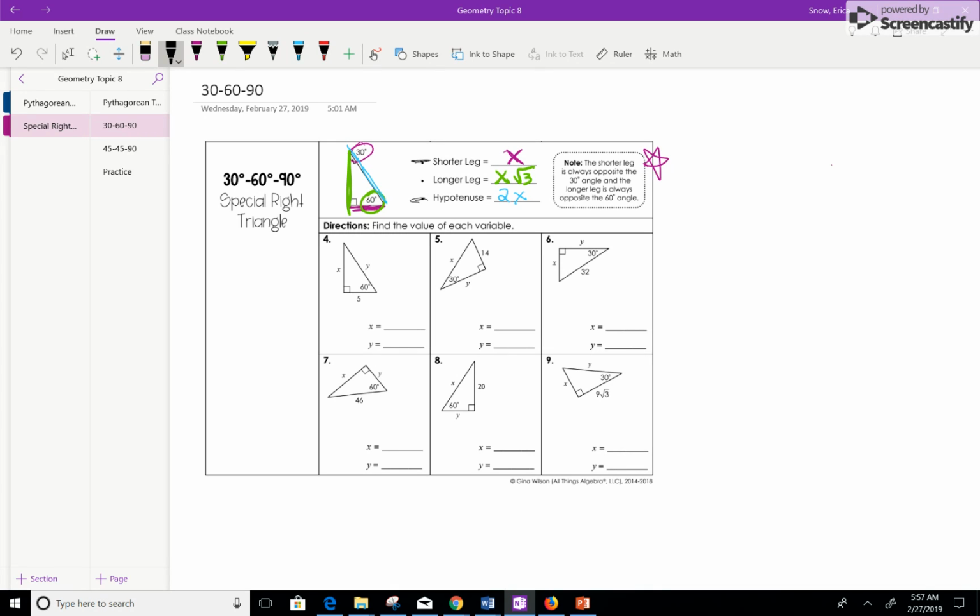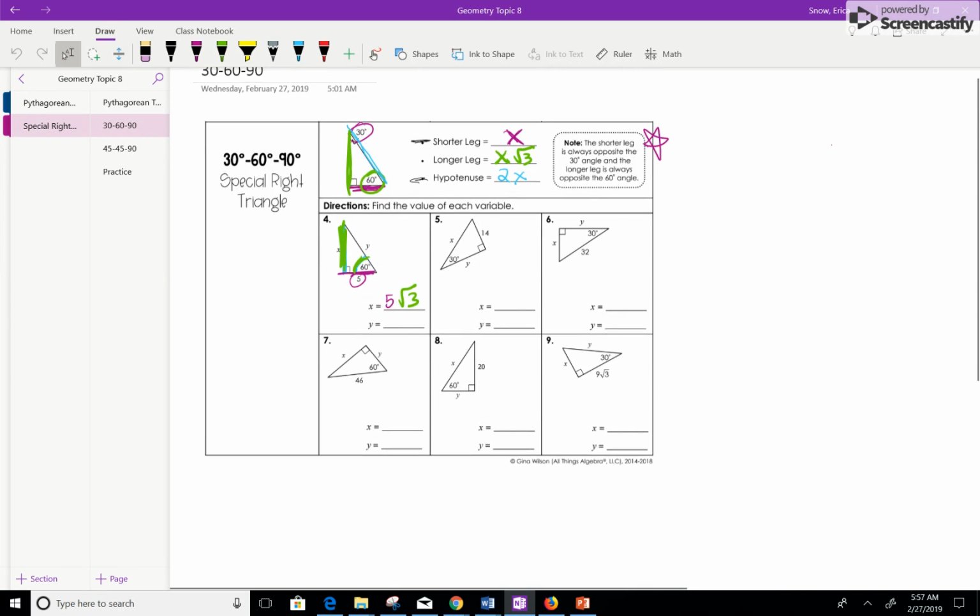So number 4, they give us that 60-degree angle, right? So that means that x is going to be our long leg. That 5 over here is our short leg. So if 5 is our short leg, that's our x. So then our long leg over here in the green is going to be 5 times the square root of 3. And then our hypotenuse, which is y, is going to be 5 times 2, or 10.